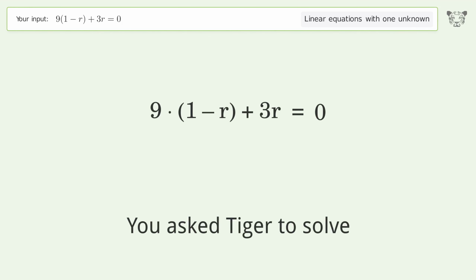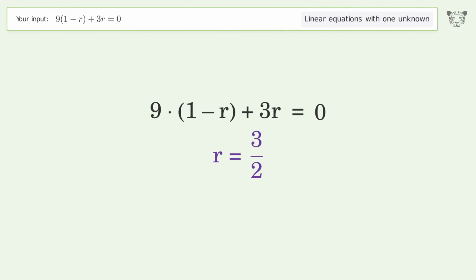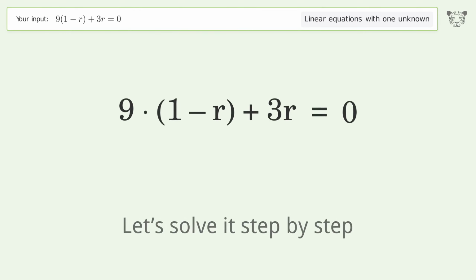You ask Tiger to solve this. It deals with linear equations with one unknown. The final result is r equals 3/2. Let's solve it step by step.